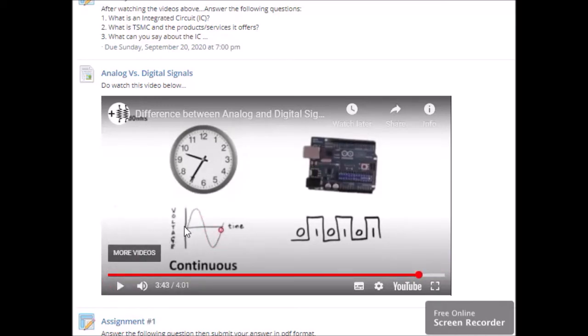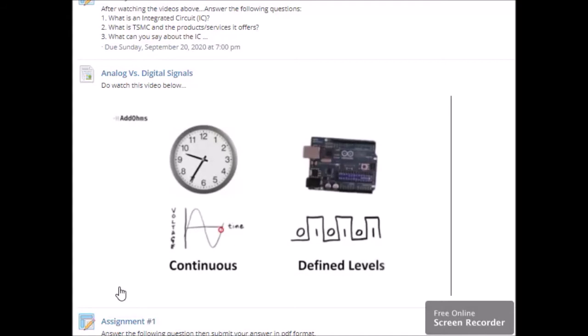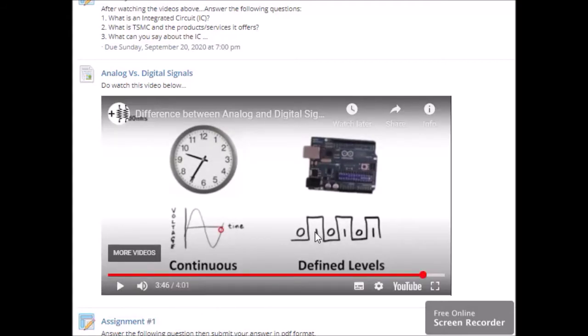For analog, it's continuously changing. And for digital, ayun. So it changes din naman, but yung change niya may defined levels. Okay? If you see here, from 0, nagiging 1. From 1, nagiging 0. Defined yung level ng kanyang changes. Whereas sa analog, hindi defined kasi paonti-onti. It's continuous yung pagbabago niya.